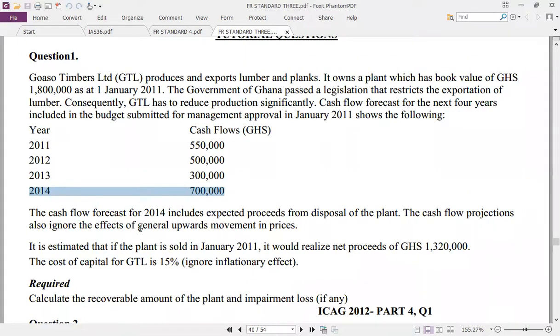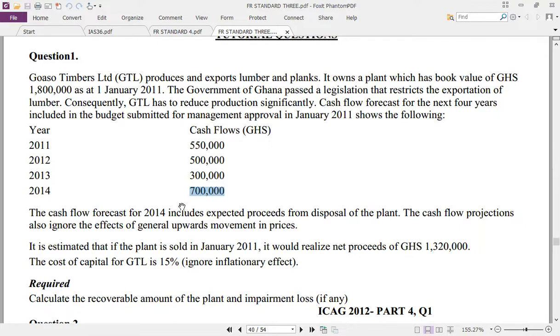Rule number two, confirm and be satisfied that the last year cash flow includes the scrap value or the residual value. And thank God the examiner said the cash flow forecast for 2014 includes the expected proceeds from the disposal of the plant. Perfect. That's a good examiner. Most of the questions that we are going to solve subsequently will not tell you that they've added it. So you have to add it. If they've not added the scrap value to last year's cash flow, we need to add it ourselves. They must provide the scrap value; they'll give it to you. Just add it.